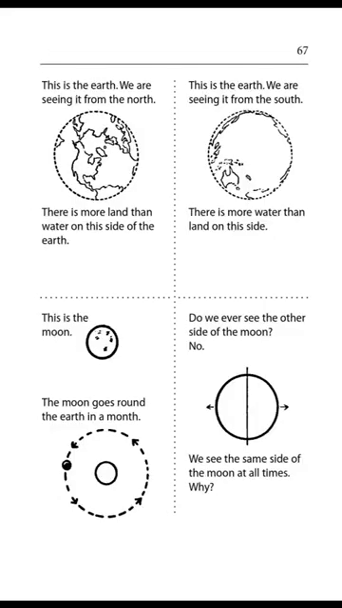Page 67. This is the earth. We are seeing it from the north. There is more land than water on this side of the earth. This is the earth. We are seeing it from the south. There is more water than land on this side. This is the moon. The moon goes round the earth in a month. Do we ever see the other side of the moon? No. We see the same side of the moon at all times. Why?